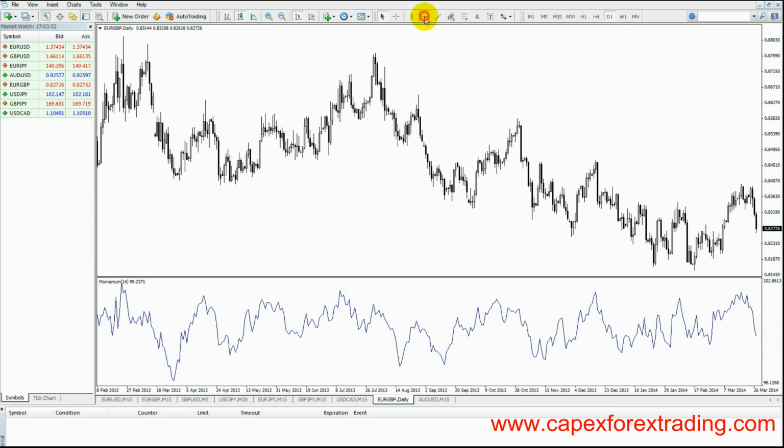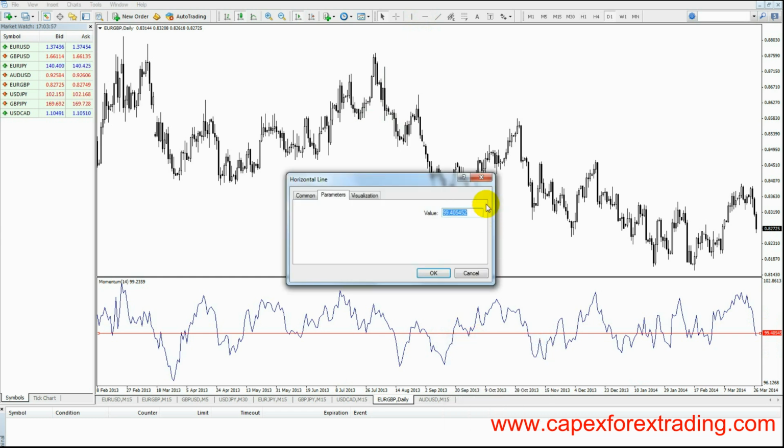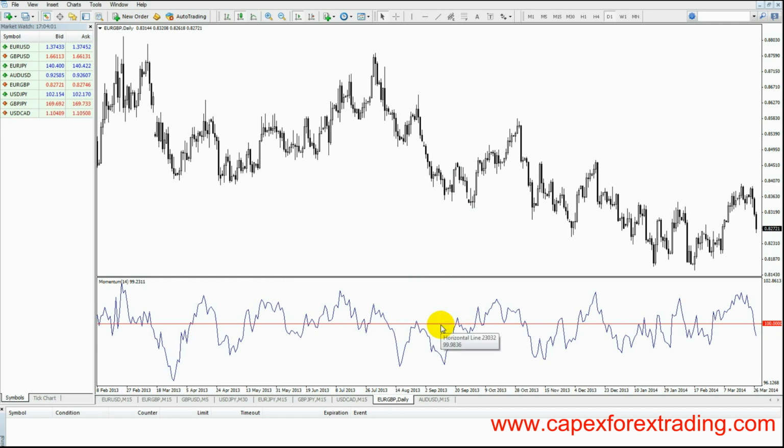Well, the first thing we need to do is draw a horizontal line at the center point of the indicator. And so we need to set the value at 100 and double click that line so it doesn't move. Now, other pieces of software use the value of 0 for the center point, but don't worry, the actual placement of the line is exactly the same as what I've done here. It's just that some brokers tend to use 0, some brokers tend to use 100. It does not matter. They're exactly the same point, so you don't need to worry about that.